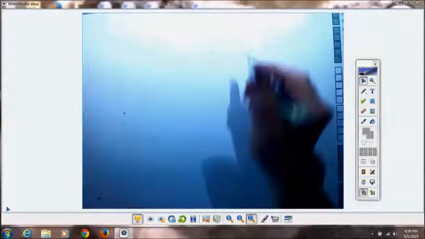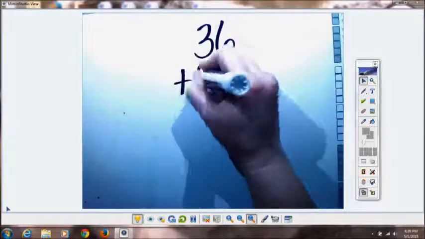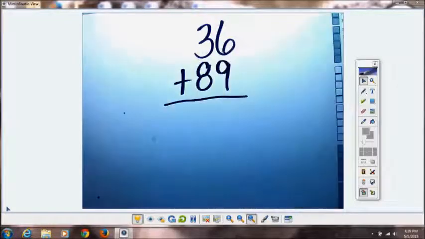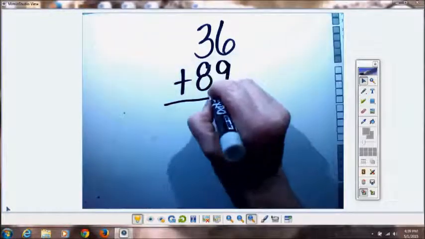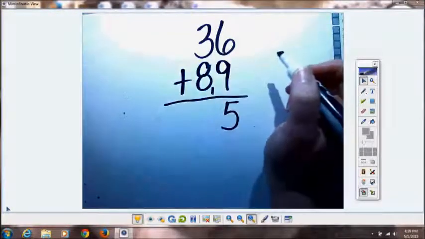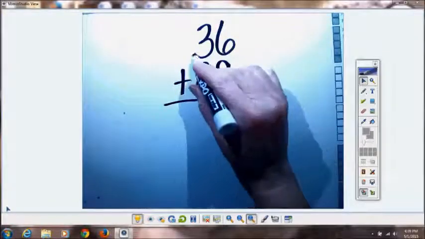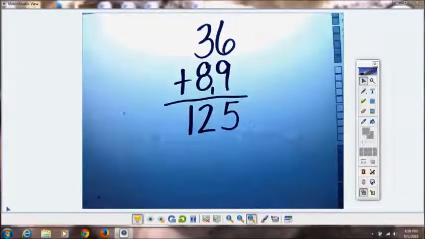And for some of us, we also grew up with this type of problem. So if we added 6 and 9, that would give us 15. And we carry the 1, and we can put it right there at the bottom so the kids see it. And that's 8 and 1 is 9, and 3 more is 12. And our answer would be 125.